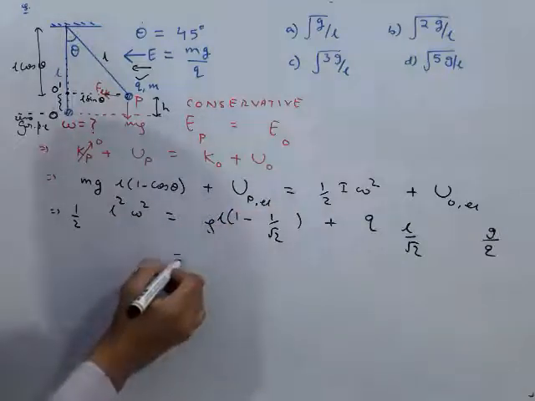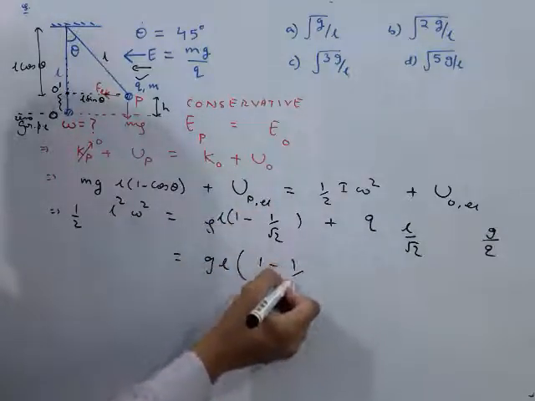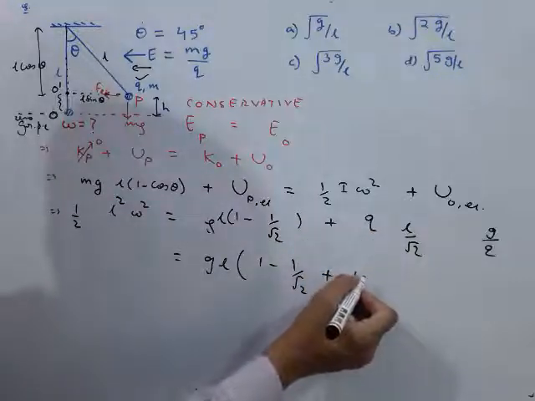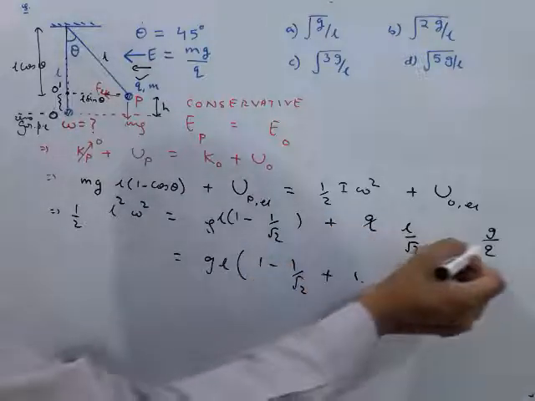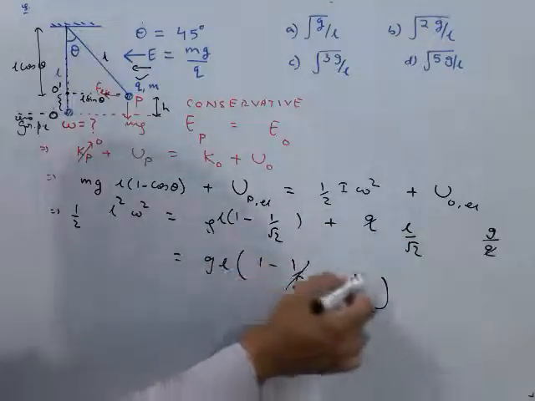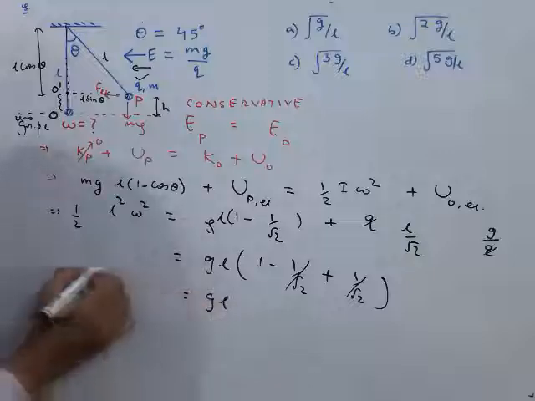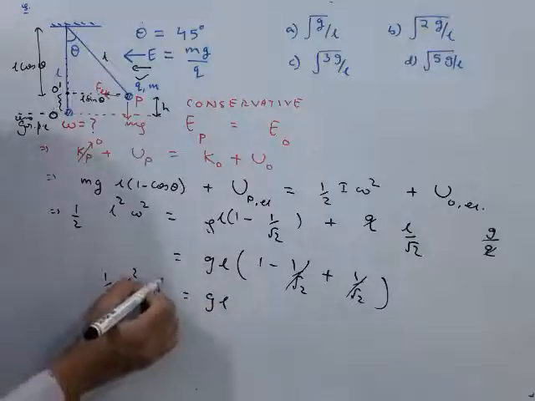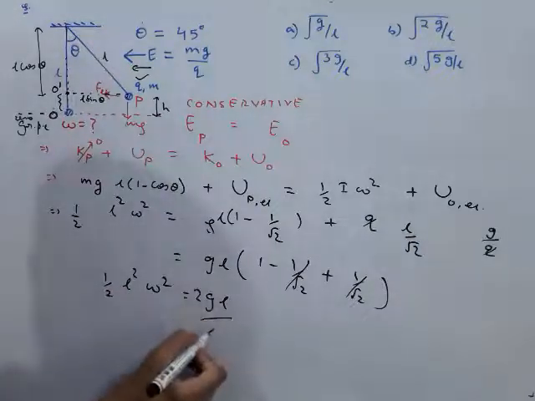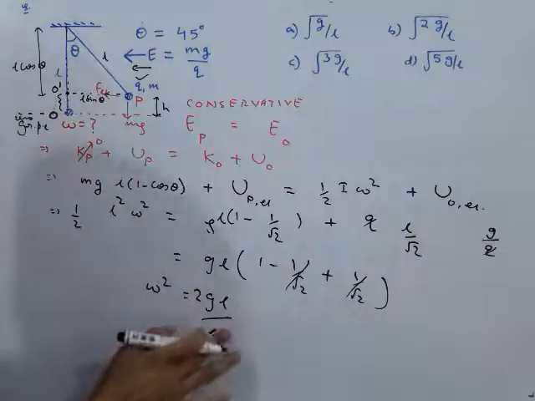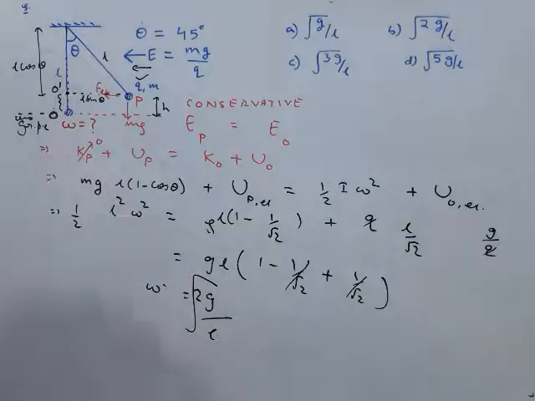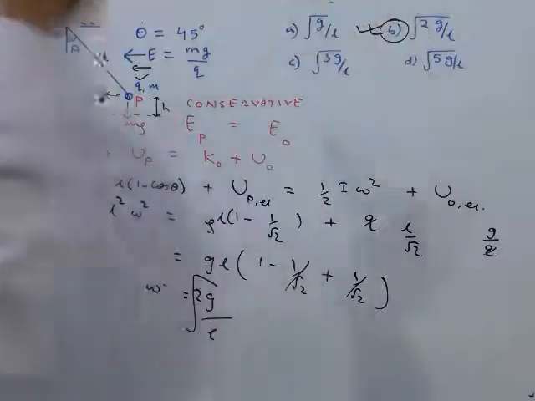gL we can take common. So what is left behind is 1 minus 1 by root 2, plus 1 by root 2, since this Q and this Q will also cancel. So this cancels, and what is left behind is gL, and here we had half L square omega square. Now we have to find omega. So omega square will become 2 will go here, L square will come here, so one of the L will cancel. So omega square is 2g by L, and omega will become root of 2g by L. That is option number B.